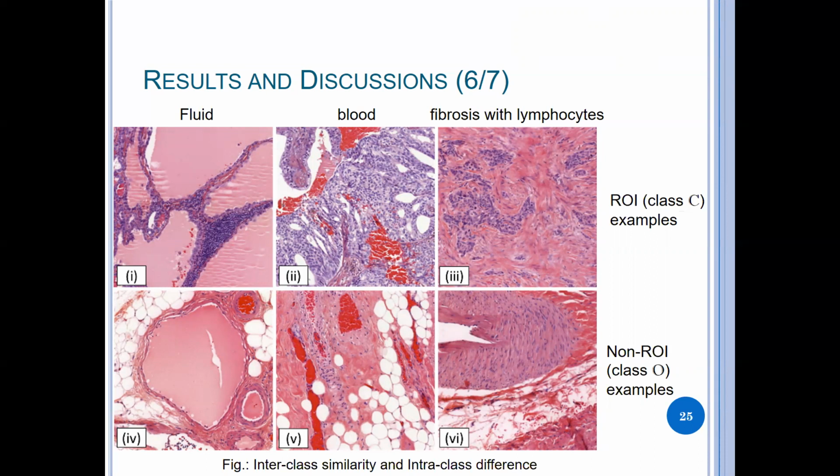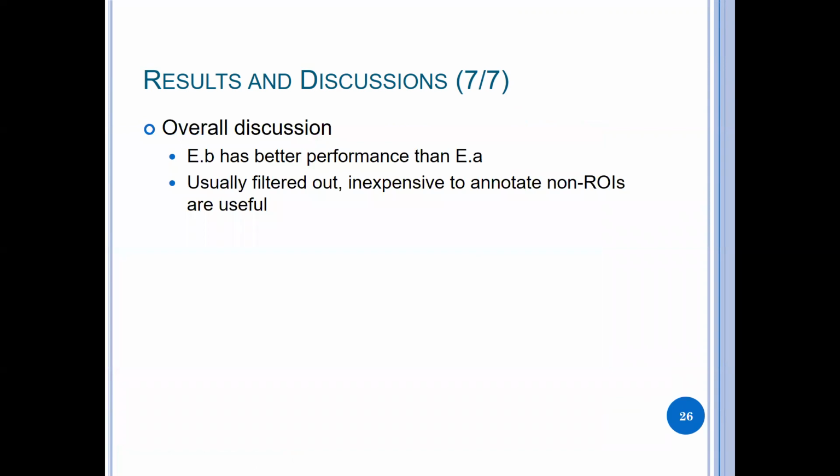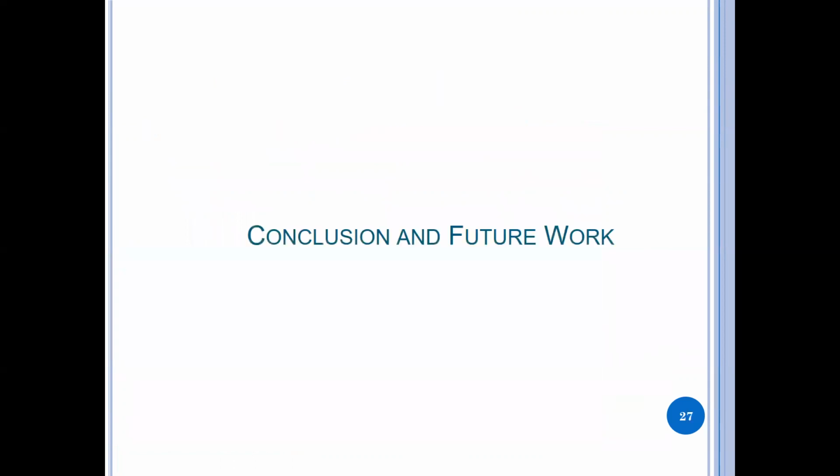We can see that in the first column, both classes contain fluid. In the second column, both contain blood. In the third column, both contain fibrosis with lymphocytes. Thus, if there are not enough examples of non-ROI class O, all the interclass similar regions of class O would be predicted as class C as false positives. Overall, a distribution naturally biased towards the non-ROI class produces better performance than a balanced distribution for cancer detection regarding false positive generation, yet maintaining a comparable sensitivity or recall. In other words, non-ROIs are useful.